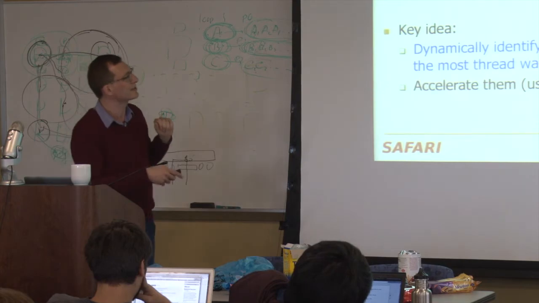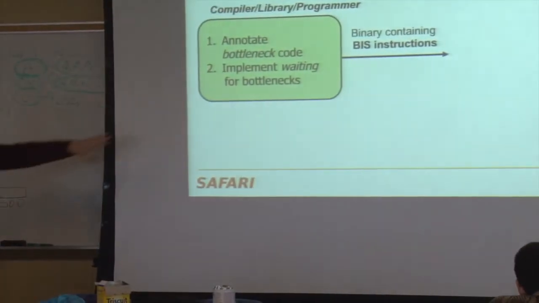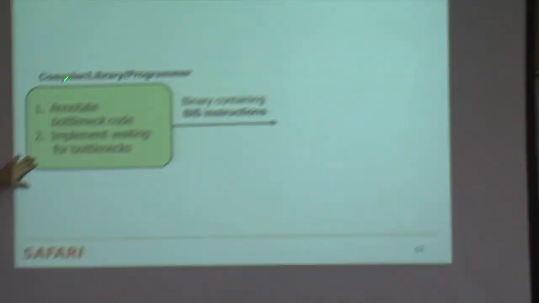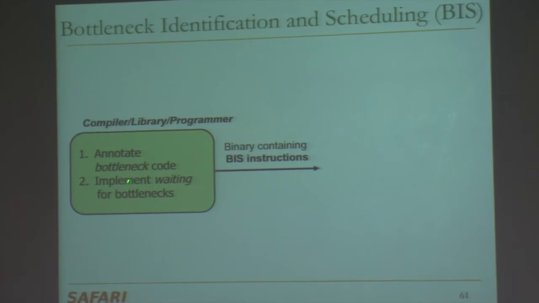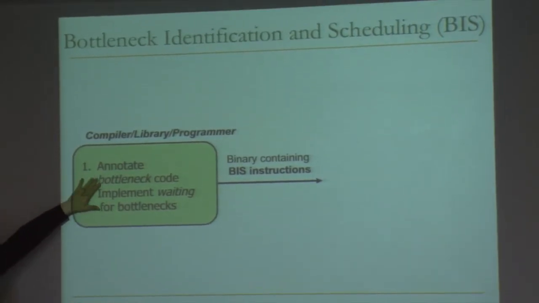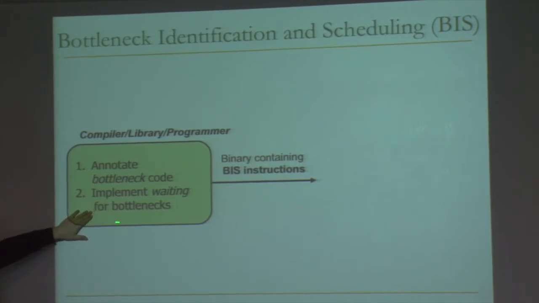How do you actually implement this? I'll tell you a software-hardware cooperative solution, as I said. The compiler, library, and hopefully not the programmer, does this. They annotate the bottleneck code. They basically say, these are the potential bottlenecks. They implement waiting for bottlenecks, and I'll show you how to do that. And they eventually generate a binary containing these bottleneck instructions that I'll show you.